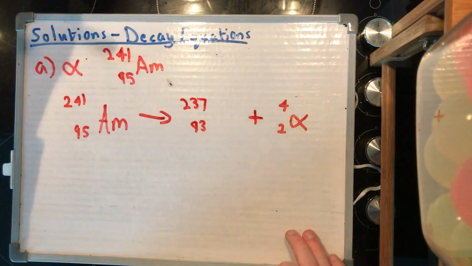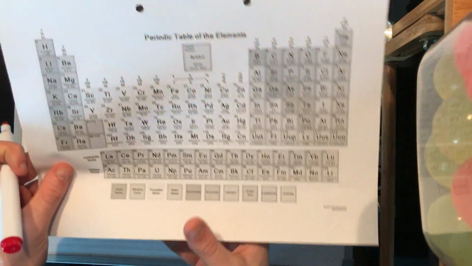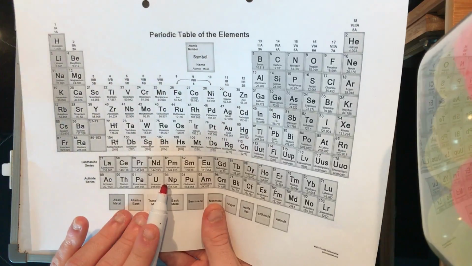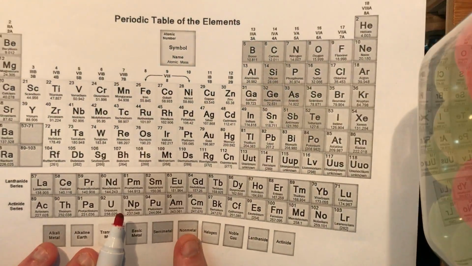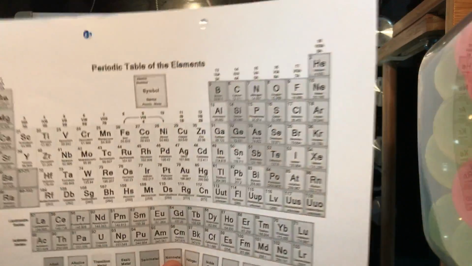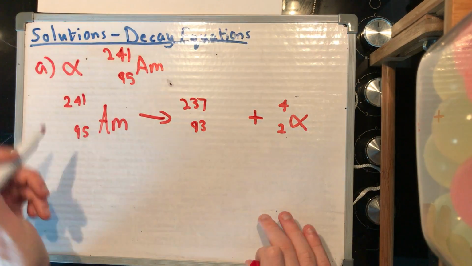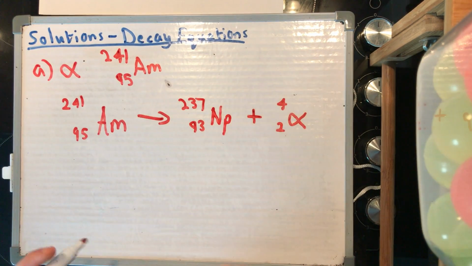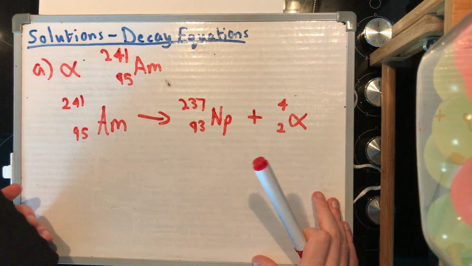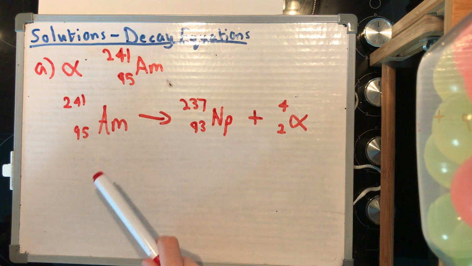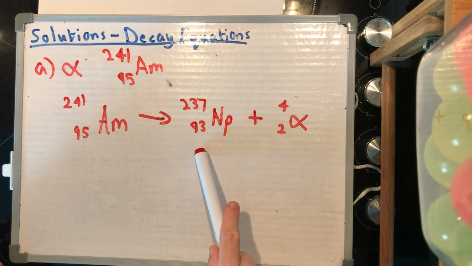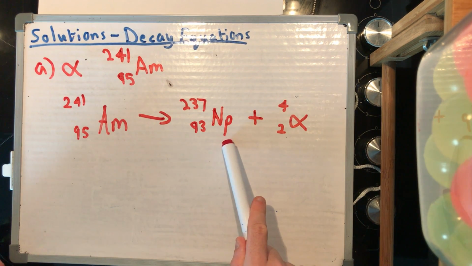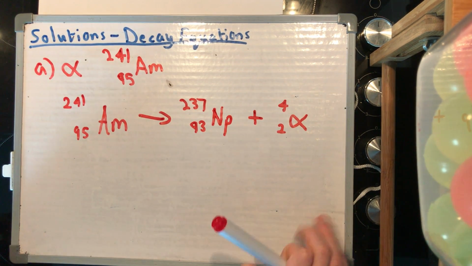Now we get the periodic table. Let's have a look. What has an atomic number of 93? It's neptunium. I'm going to lift that up a little bit more. Neptunium has an atomic number of 93, and so NP goes here. You will have needed a periodic table to find that symbol, I'm afraid, because I didn't have a full periodic table to put on the screen for you. But your answer: 241, 95 AM goes to 237, 93 NP plus 4 2 alpha.